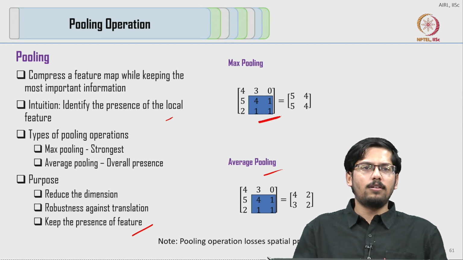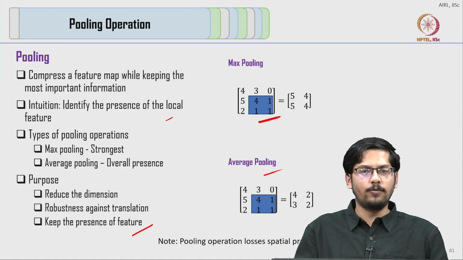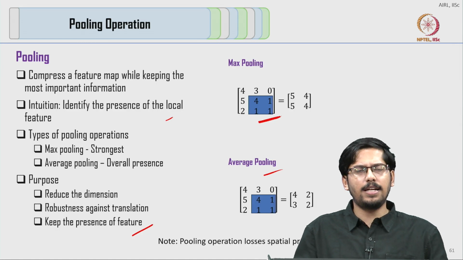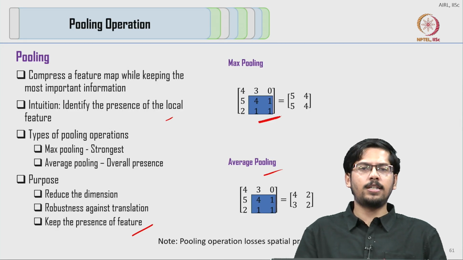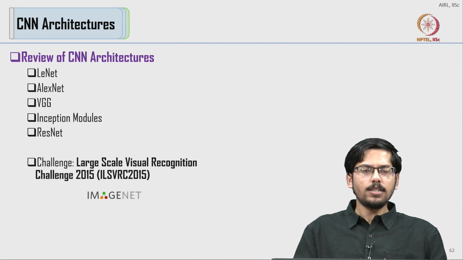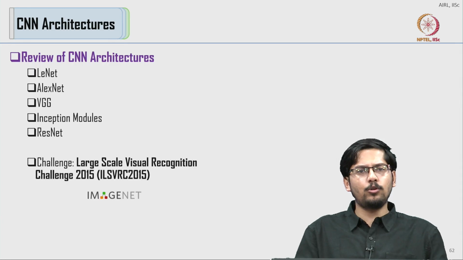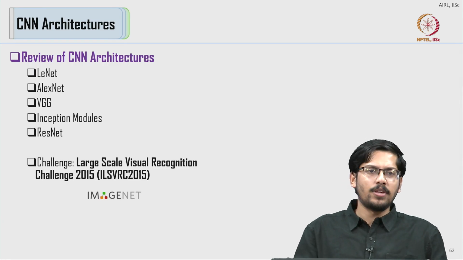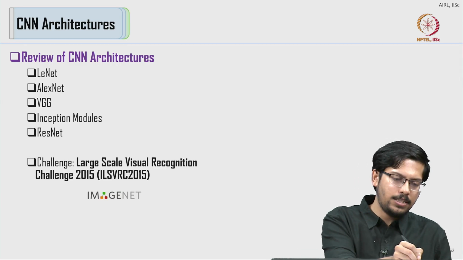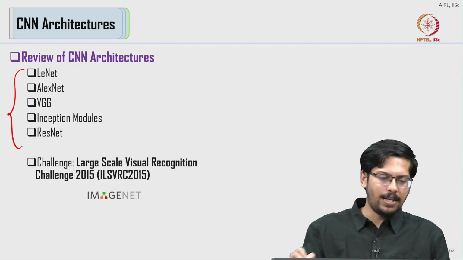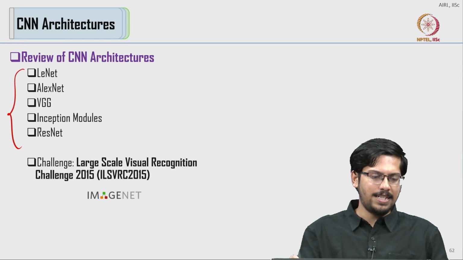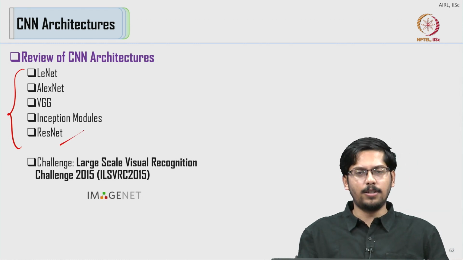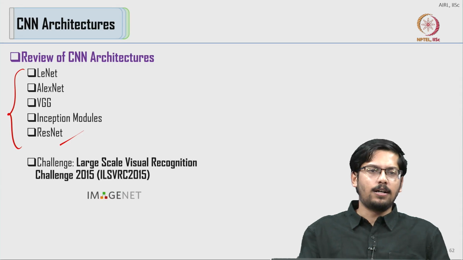These are all the fundamental blocks that we have reviewed and know from previous lectures. So in this particular lecture, let's go into different backbones. We want to review the different convolutional neural network architectures. We will go over these fundamental architectures: LeNet, AlexNet, VGG, Inception modules, ResNet, and even GoogLeNet.